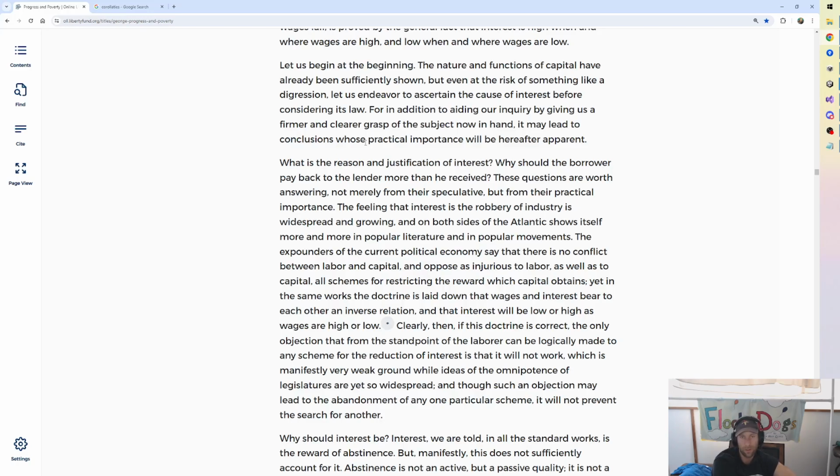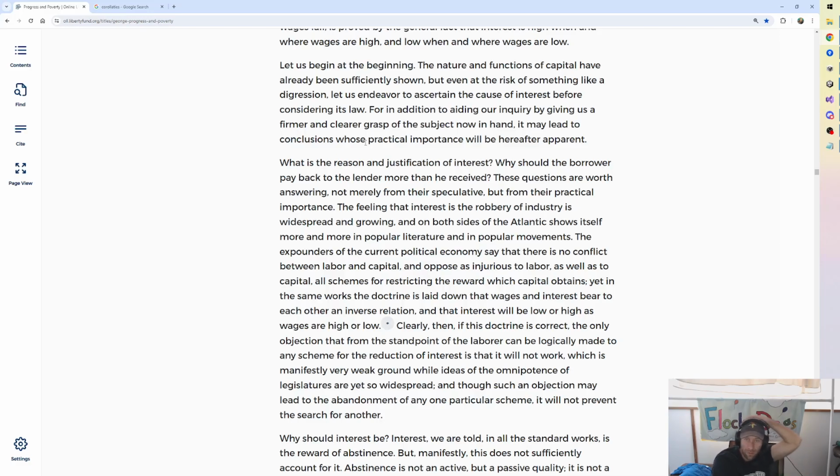All right, let's learn. What is the reason and justification of interest? Why should the borrower pay back to the lender more than he received? These questions are worth answering not merely from their speculative but from their practical importance. The feeling that interest is the robbery of industry is widespread and growing, and on both sides of the Atlantic shows itself more and more in popular literature and in popular movements.